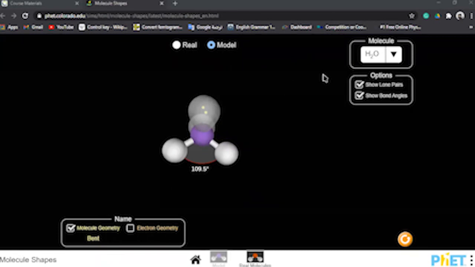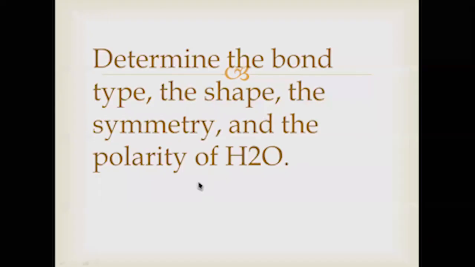And if the compound is asymmetrical, that means it is polar. And if the compound is symmetrical, that means it is non-polar. So the polarity of H2O is, sorry, it's polar, and it's not symmetric.